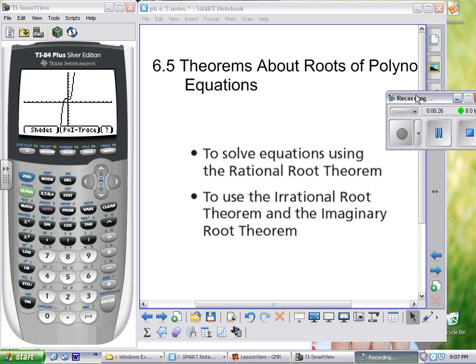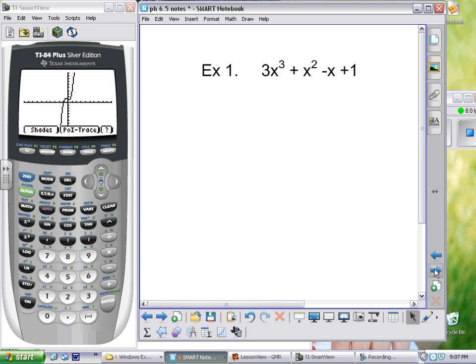But basically, that has, you can see, one real root there at -1 and two imaginary crossing points. And if it's not factorable nicely, well, what do I do? And that's basically today's lesson, okay? So the equation of that graph we're looking at is 3x to the third plus x squared minus x plus 1.